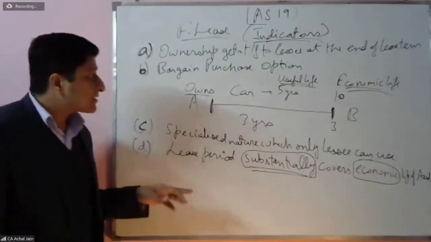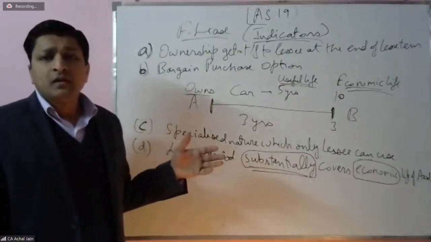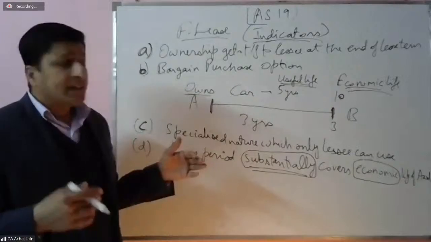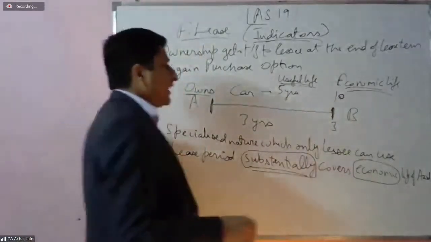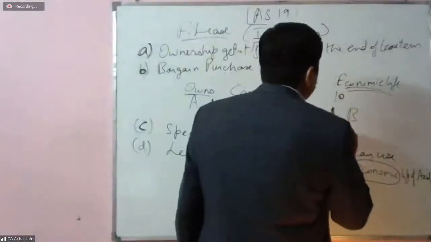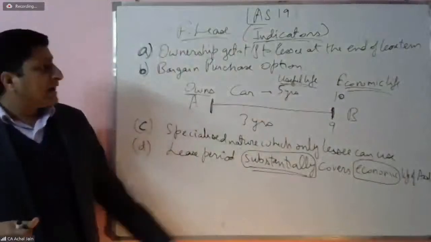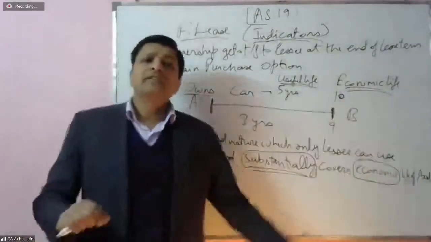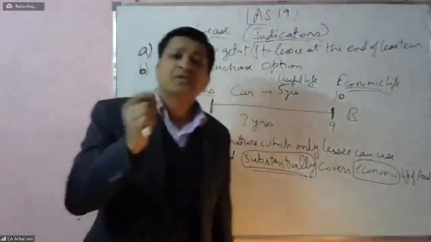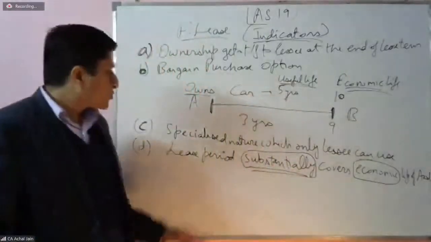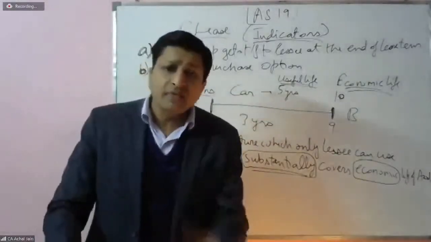Now, let's understand what this indicator says. This indicator says if the lease period is for such a period that it substantially covers economic life of the asset. Let's suppose lease period is 9 years. And what do we understand economic life of the car? It's 10 years. Now lease period covers 90% of economic life. So can we say it's a finance lease? The answer is yes.